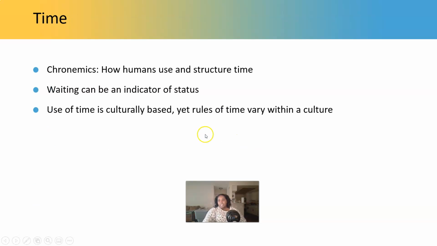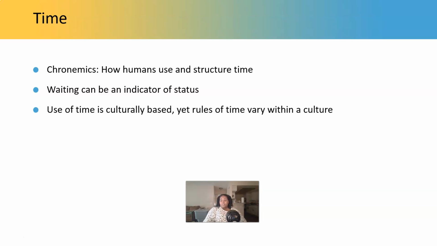Let me go back. I'm going to end with time. So finally, we have chronemics. It's how humans use and structure time. And when we talk about how time is thought of in a society and who could be late, who could not be late, that's a nonverbal signal. So for example, some cultures are monochronemic and polychronemic. Monochronemic means that the culture adheres to a timetable. That's what the US is. Usually when you are expected to be someplace at a certain time, and time isn't very flexible.